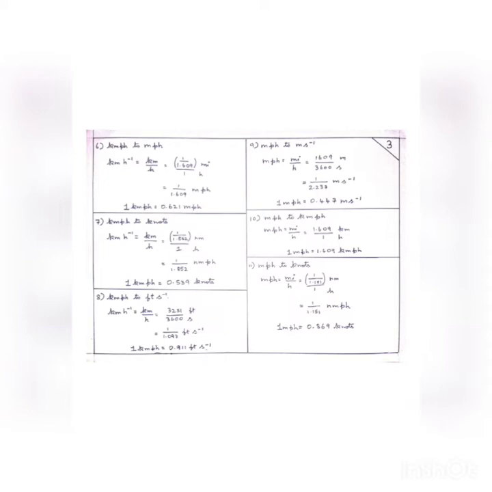11th one, miles per hour to knots. 1 mile is equal to 1 by 1.151 nautical miles. So 1 mile per hour is equal to 1 divided by 1.151 nautical mile per hour. Dividing this value, 1 mile per hour is equal to 0.869 knots.